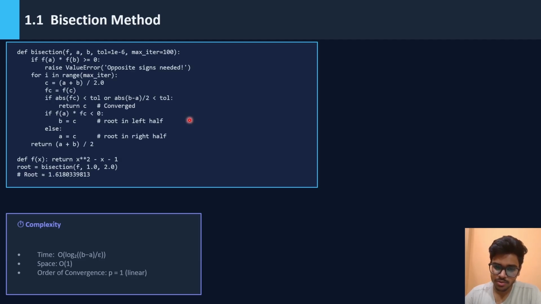O of log base 2 of (b minus a) upon epsilon. The space complexity is constant, O(1), because we only store a few variables. The order of convergence is 1, which means linear convergence. So it is accurate but comparatively slower.